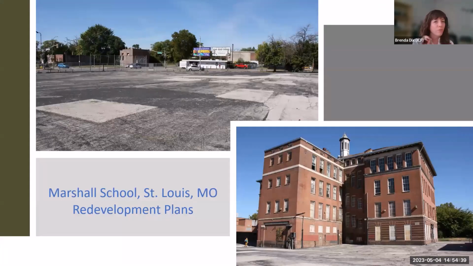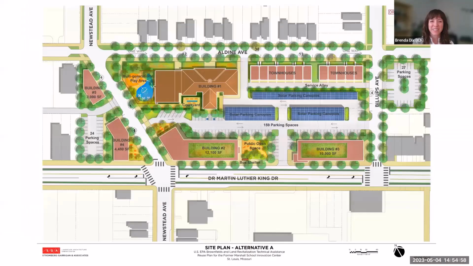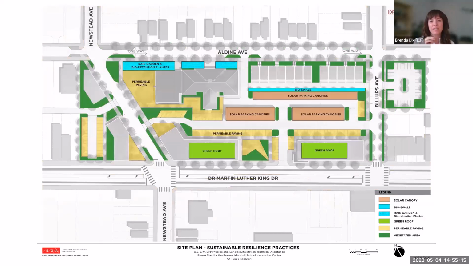So here's an example of where extreme heat was really considered and addressed. The Marshall School, you can see in these pictures before, it's a lot of pavement, just everywhere, which, as I said, is really not great for extreme heat concerns. Next slide. So in this redevelopment plan, one of the main things that pops out to you at first glance is a lot of trees, right? A lot of those green circles, a lot more green space. If you go to the next slide, it highlights more of the specific elements that would help with resilience.